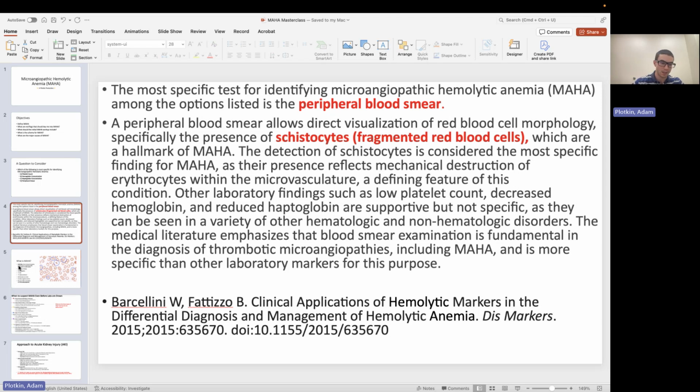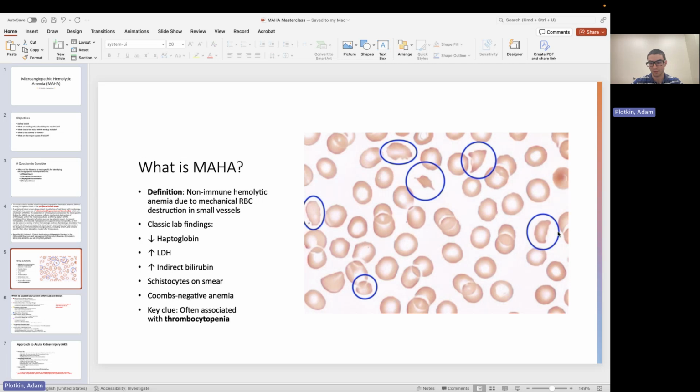Okay. So what is MAHA? First, these are our schistocytes. These ones are great examples. They might also be called helmet cells or triangle cells. MAHA is a non-immune hemolytic anemia due to mechanical red blood cell destruction in small vessels.